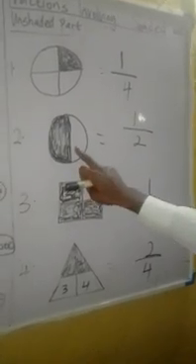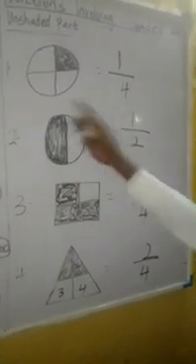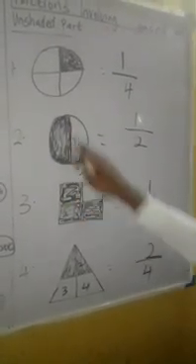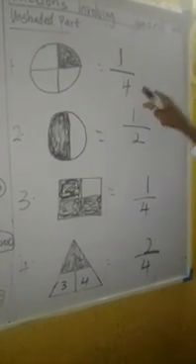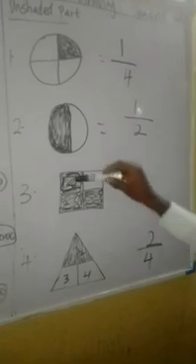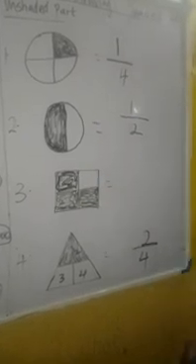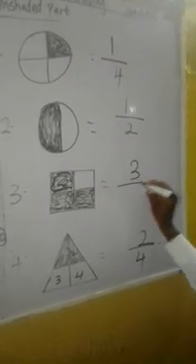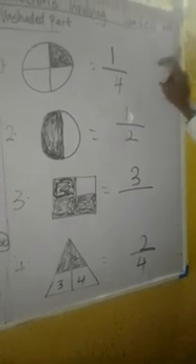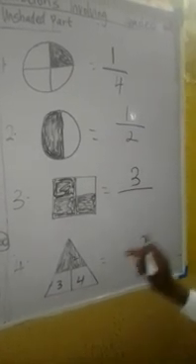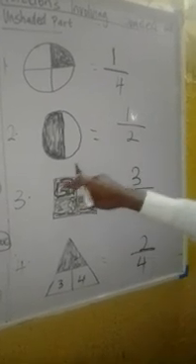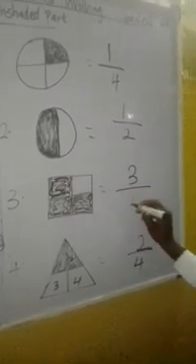How many shaded parts do we have here? Also, this is a circle divided into 2. One shaded part, okay? So 1 over 2. Here, okay, here we have how many shaded parts? 1, 2, 3. Okay, 3 shaded parts. Remember, we are dealing on fraction of shaded and unshaded parts. So, how many parts do we have here? 1, 2, 3, 4. Is that okay?